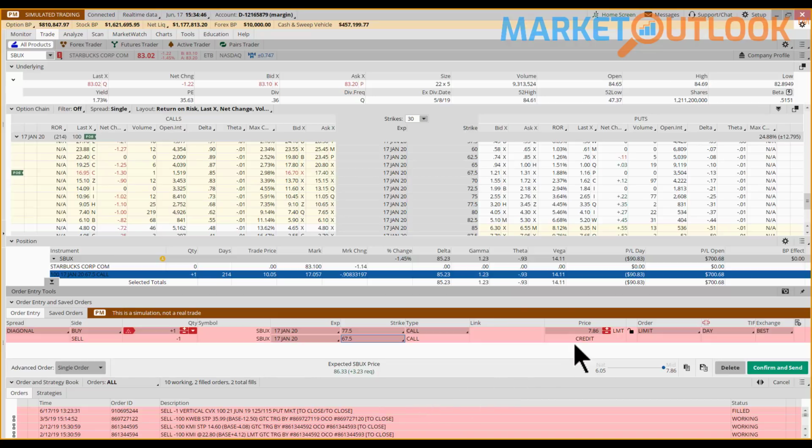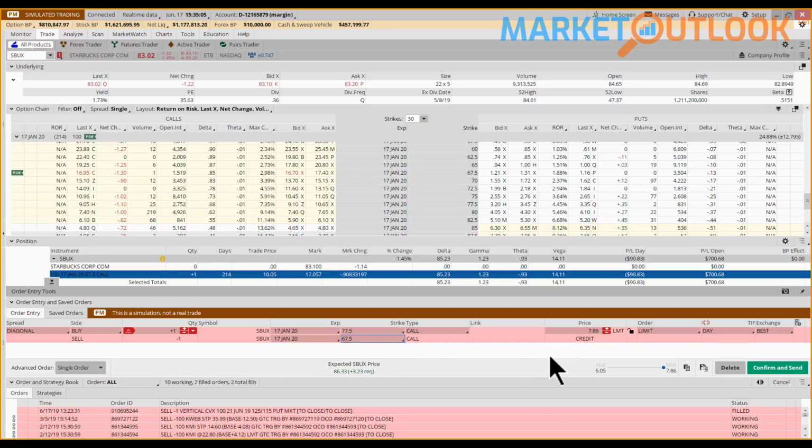Now notice what's happening here. I'm being paid a credit of $7.86 in order to transact this trade because I'm basically eliminating part of my risk and locking in losses on this trade, and buying something that's cheaper than what I'm selling, and therefore I'm receiving a credit for that.